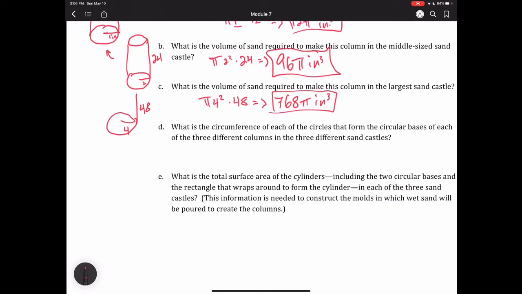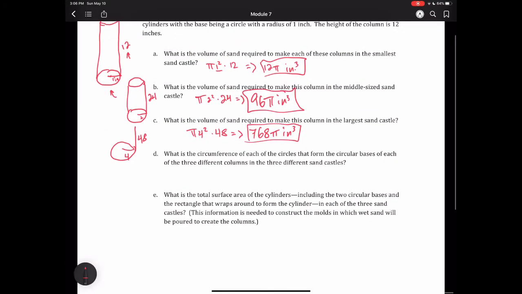So we need to find the circumference, which is just 2 times pi times r, or pi times the diameter rather. So we're going to have 2 times pi times 1, which is just 2 pi for that first one. The second one will have 2 times pi times 2, which is 4 pi. And the last one will be 2 times pi times 4, which is actually 8 pi. So notice this one, again, went up by a factor of 2, right? All went up by a factor of 2.